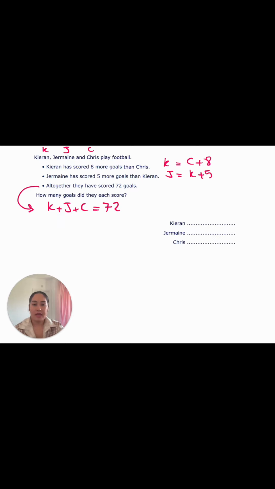Now, if we look here, K is a common letter in all of these. So K, Kieran, plus K plus 5, which is the number of goals for Jeremiah. And if we rearrange this so it's represented by K, we can say K minus 8 is equal to C. So we only have K as our unknown. So K minus 8, and all of these added together is equal to 72.